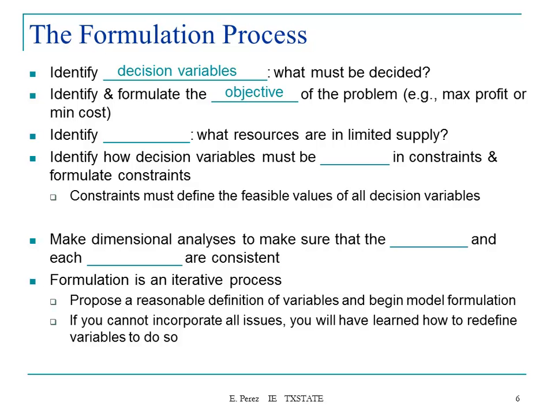We went through these. These are basically the steps. Identify the decision variables, formulate your objective function, identify the constraints, and identify how the decision variables are related to your constraints. Make a dimensional analysis to make sure that the objective and each constraint are consistent. And also remember that this is an iterative process. So once you formulate your model, you might need to go back and revise that model until you get to a good model for your problem.